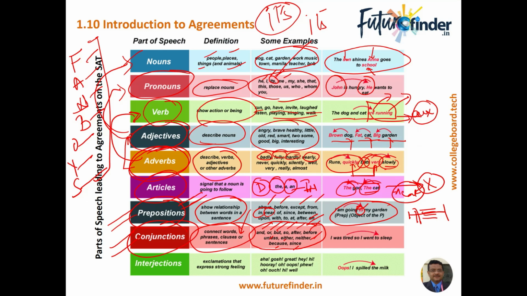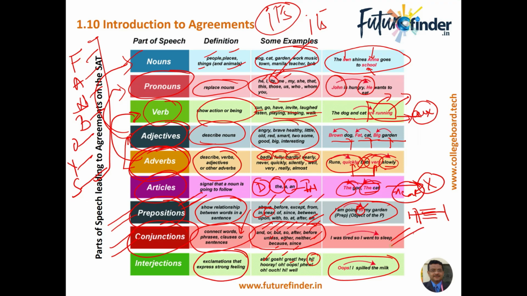And interjections are sudden feeling exclamation words, right? They express a strong feeling: aha, gosh, great, hey, all these things. Oops, I spilled the milk, right?